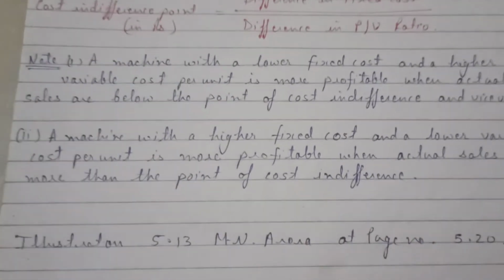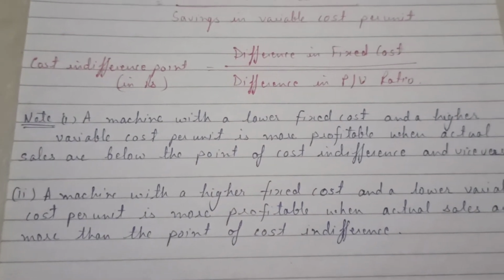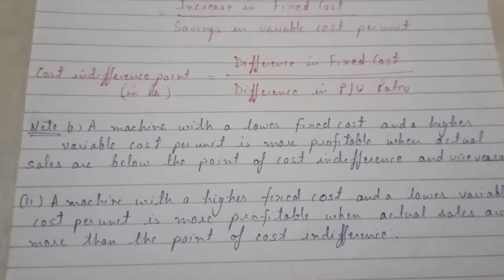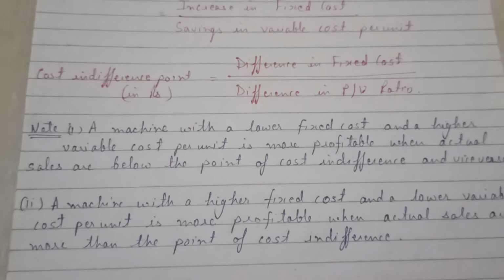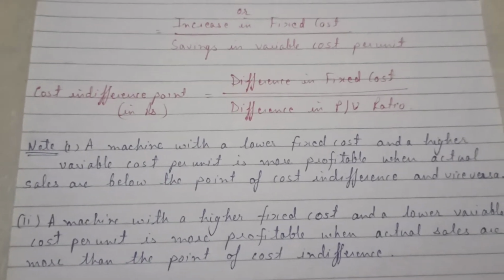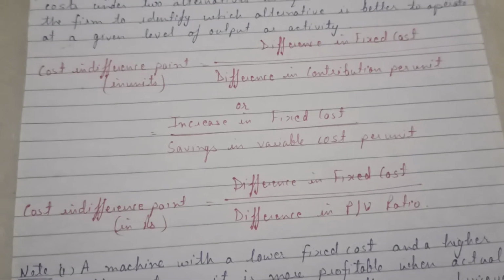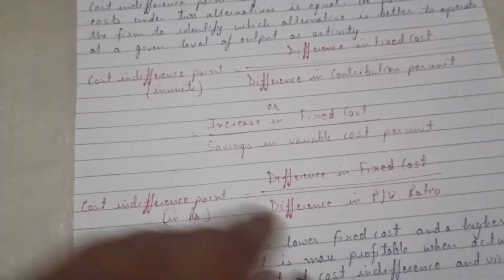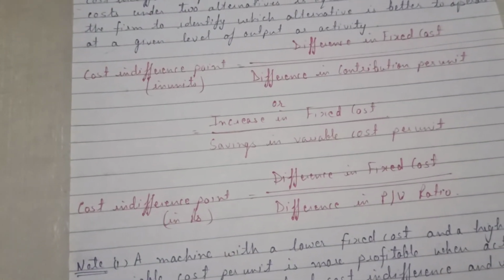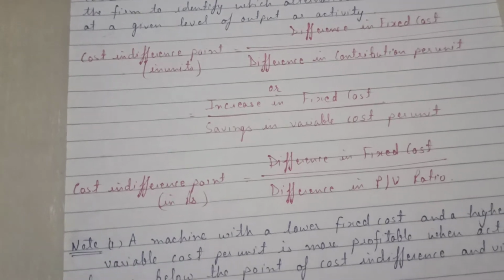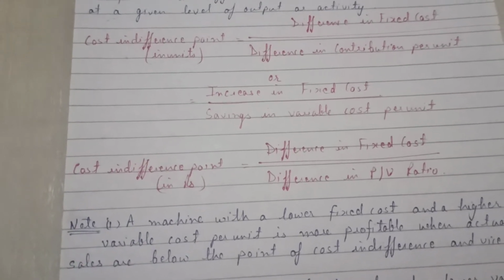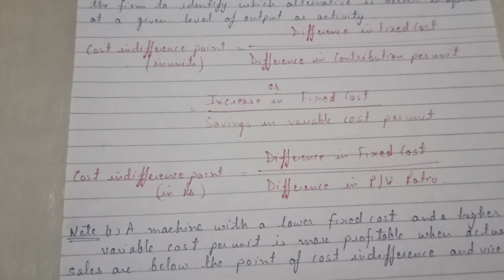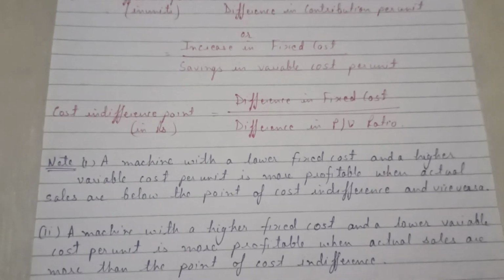In the same manner, the machine with a higher fixed cost and a lower variable cost per unit is more profitable when actual sales are more than the point of cost indifference. So in the question, first of all, you have to calculate the cost indifference point in units or in rupees. Then you have to compare it with the sales. What is the current sales? And then you give your answer as to which alternative is better in the different sales scenarios. Okay, so now I am going to tell you this with the help of an example.